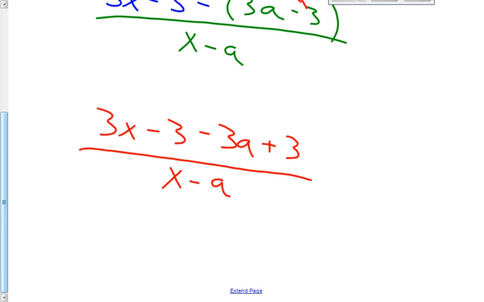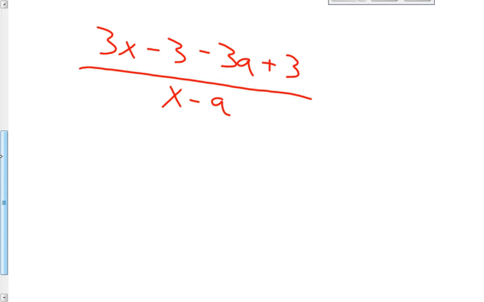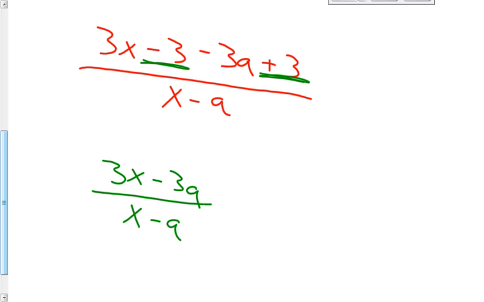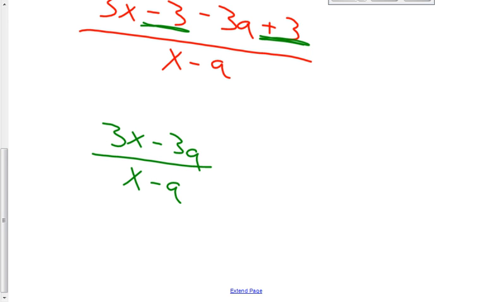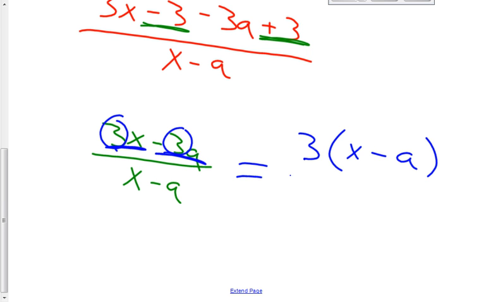Continuing to work. Combine like terms in the numerator. A negative 3 plus 3 is 0. So those are now gone. So in the numerator I have 3x minus 3a. In the denominator I have x minus a. Now we're going to pull out something that we use a lot in chapter 5, and that's going to be, let's take out the GCF. So this becomes, both of these have a 3 term, so I can take out that 3, and I'm left with x in the first term and a negative a in the second term, divided by x minus a.